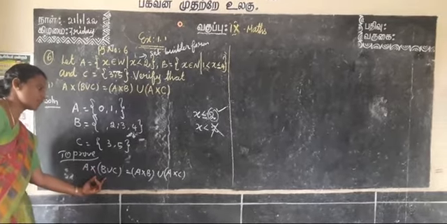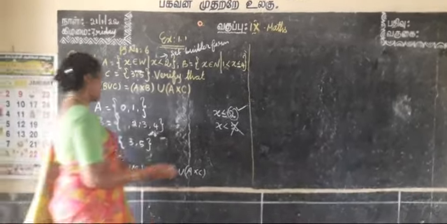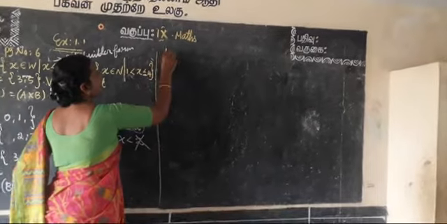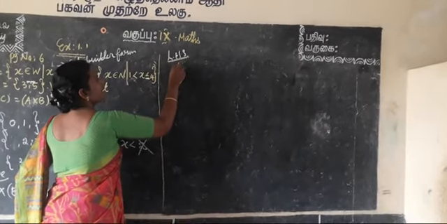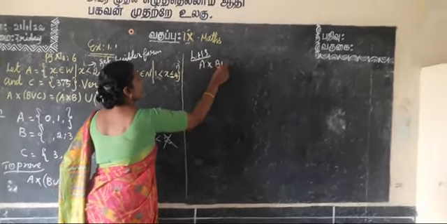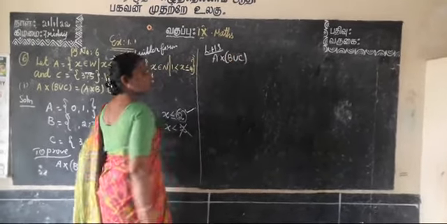First we have to take the left hand side. What is the left hand side? A cross B union C. So first you have to write the left hand side, A cross B union C. First we have to prove the left hand side.